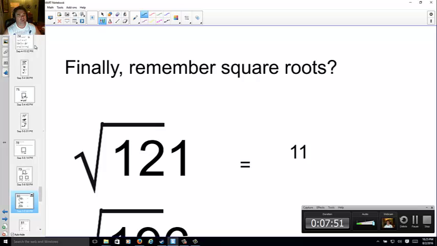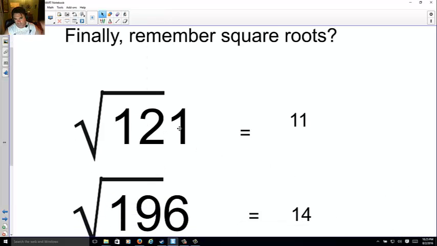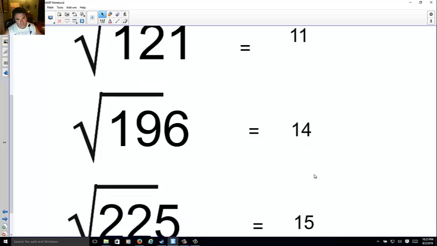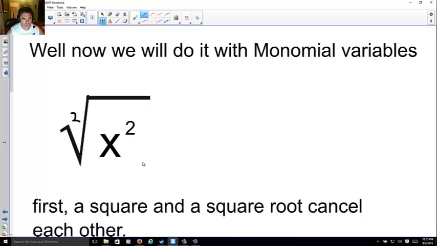Finally, remember square roots. So, you have square roots here. Let me drop that down here. We're doing great on time. Remember, the root of 121 is 11, root of 196 is 14, etc. So now, to root a monomial, if you have an exponent, all you have to do is take whatever number, and remember that square root means you're basically asking what times what makes it. You're just going to divide the exponent by 2.